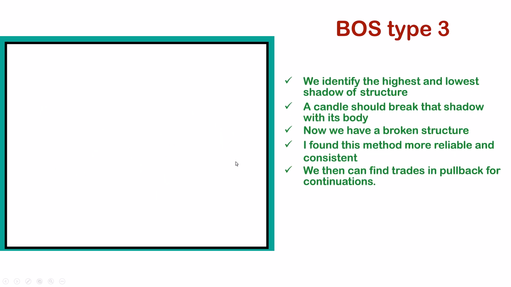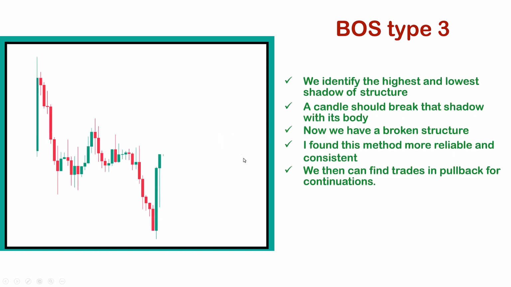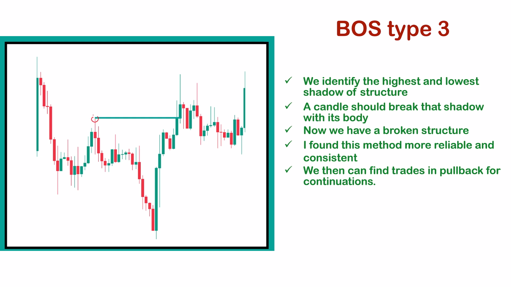Let's talk about the last kind of break of structure, and for that we identify the highest and lowest shadow of the structure. Then a candle should break this highest point or this lowest point with its body. For example, here we have our highest point, here we have our lowest point, and when a candlestick breaks it with its body, for example here, we have our break of structure.